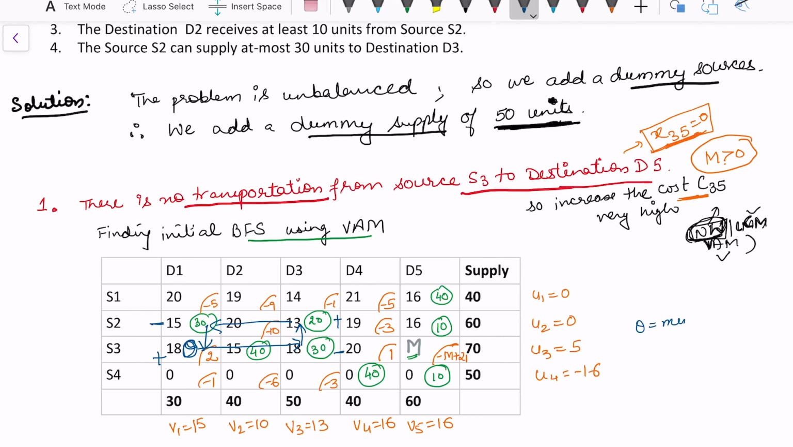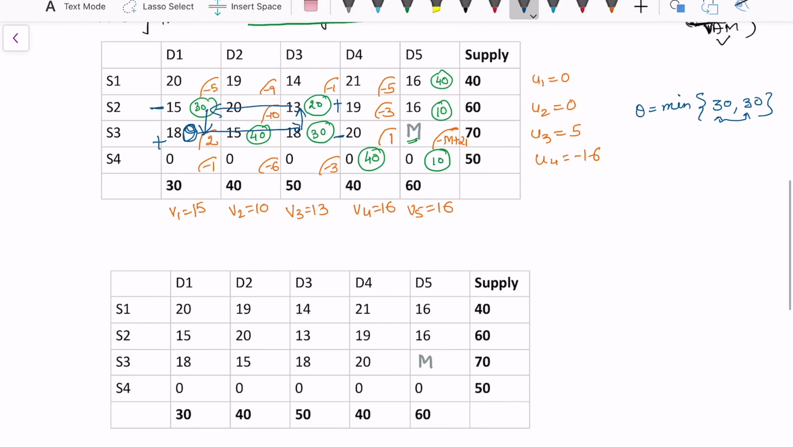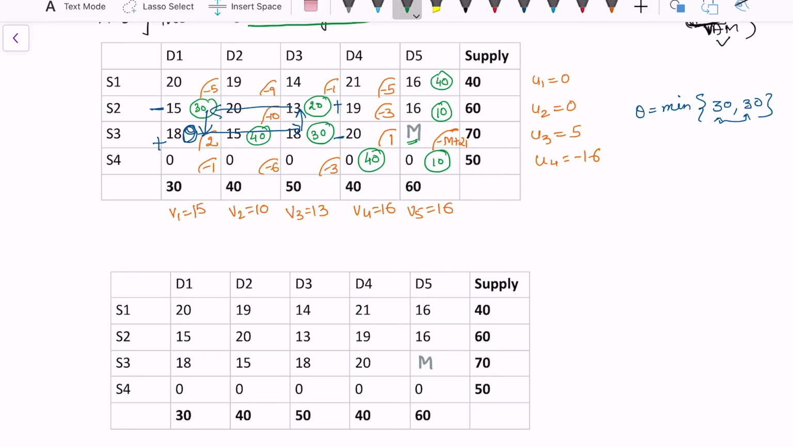Theta is the minimum of the negative values. So the negative comes at 30, 30. That's the allocation value. And because there is a tie, one of the cells will become basic and one will become non-basic. So it's going to give us a degenerate basic feasible solution. So in the next table, I'm going to write now the allocation after the looping.